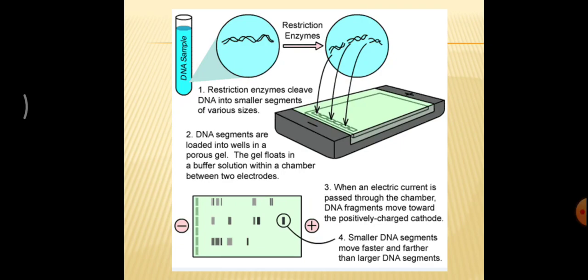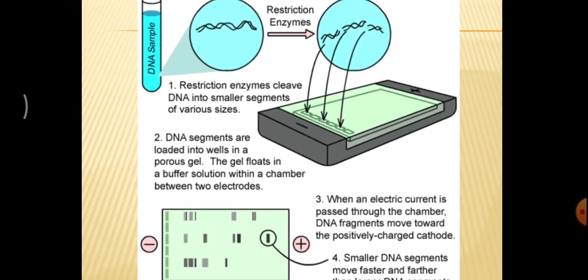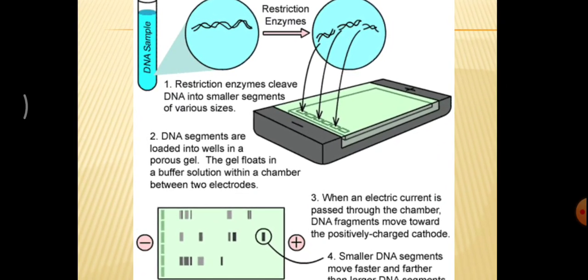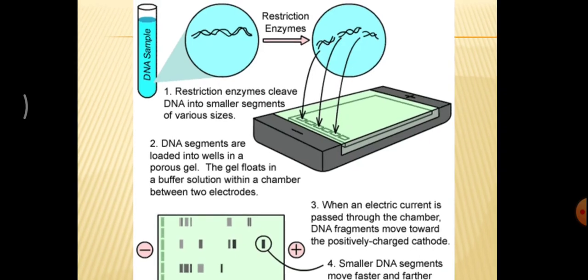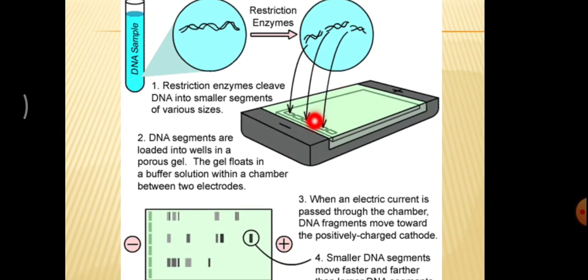Along with the DNA sample, we are adding restriction enzymes to break the DNA into smaller fragments. These restriction enzymes will cleave the DNA into smaller segments of different sizes. The DNA segments are loaded into the sample wells. You can see these are the wells.